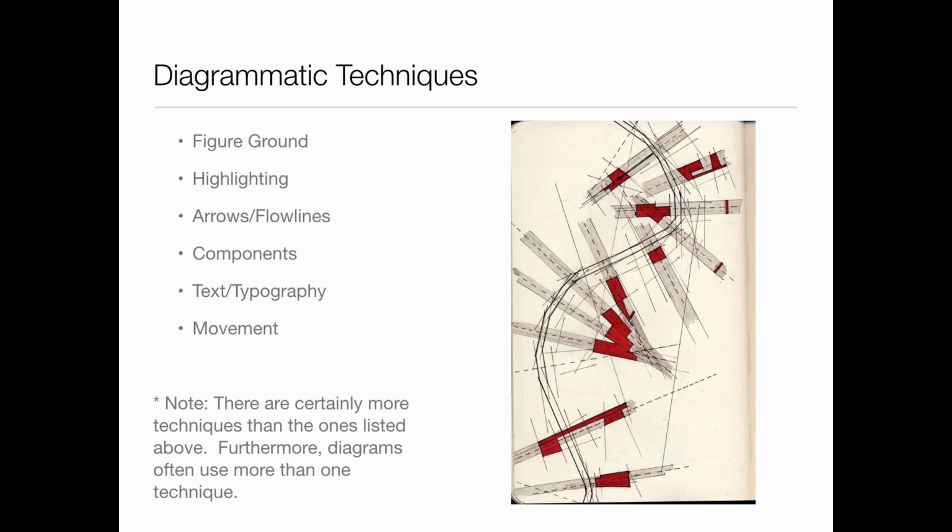So let's look at some architectural diagram types and then some examples of those types. And I think sometimes it's helpful to break it down into major categories. We're going to talk about figure ground or solid void. We'll talk about highlighting. We'll talk about arrows and flow lines. We'll talk about breaking out components of a particular building. We'll talk about text and/or typography as a diagram technique. We'll talk about movement. Now, I've separated these out into these specific categories, and I'm going to try to show you examples that are specific to each category.